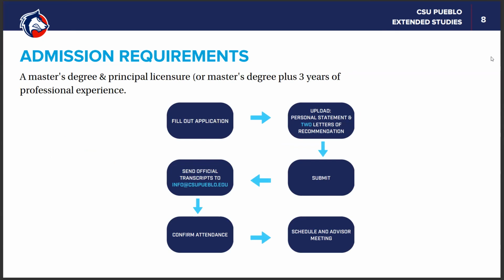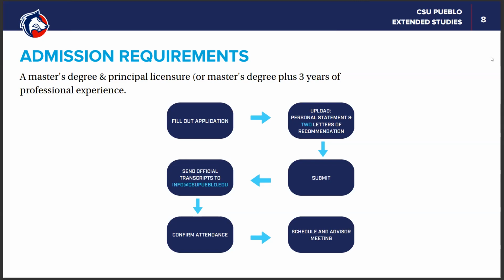So now, is this the right fit for you? And if it is, wonderful. We would love to help you through this first part of the application process. So this would be your next steps as you would fill out an application. One of the requirements for the degree is to either have a master's degree and principal license, or a master's degree plus 3 years of professional experience. If you have any questions about that, please just reach out. We'll definitely verify that for you.